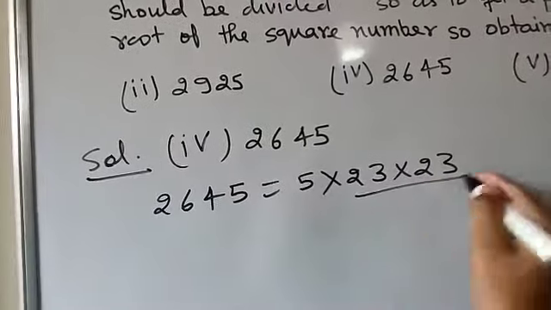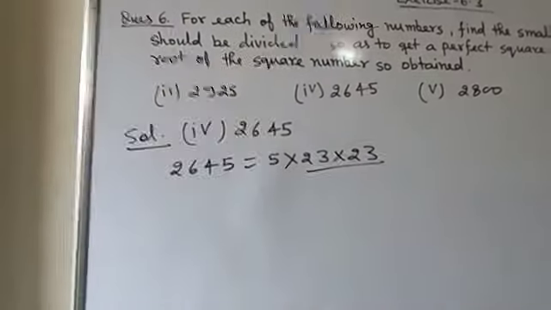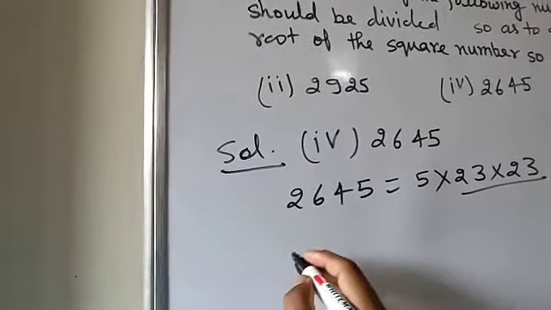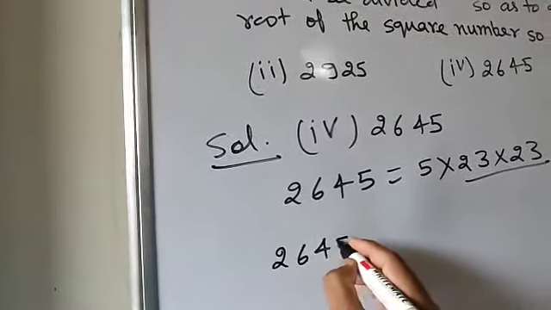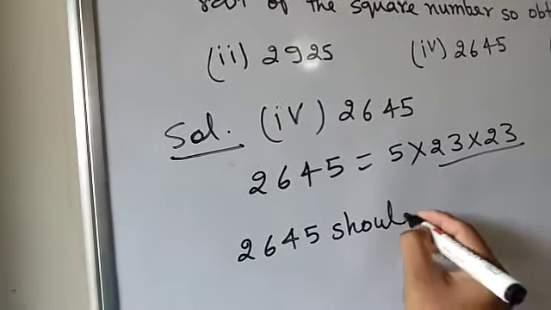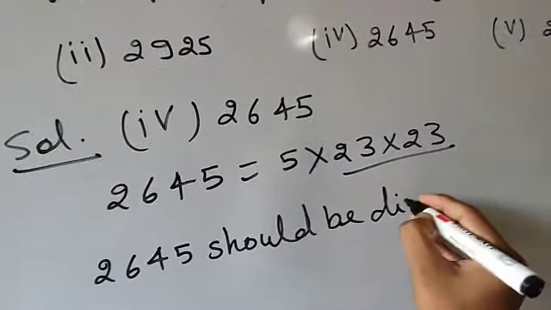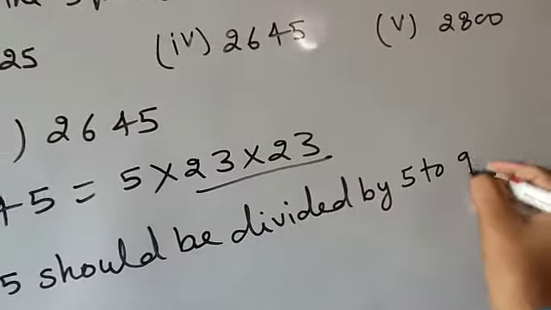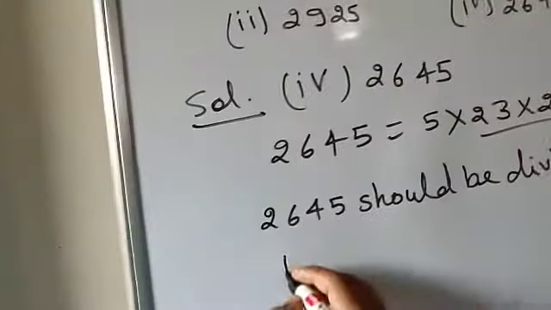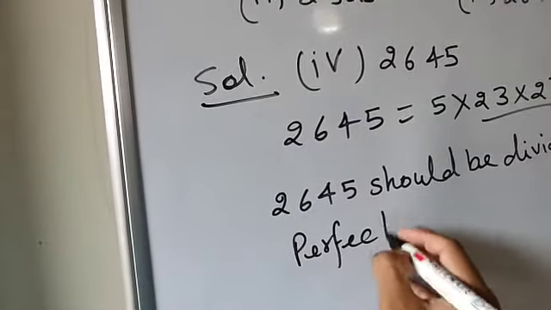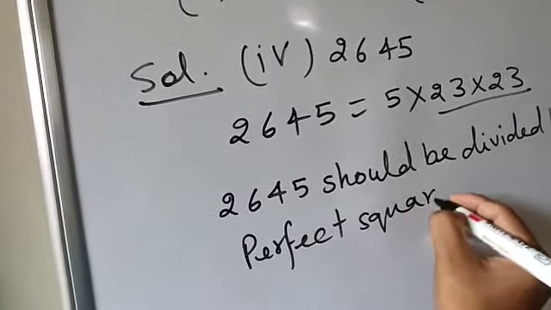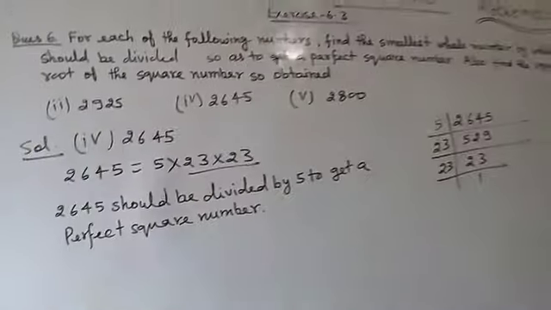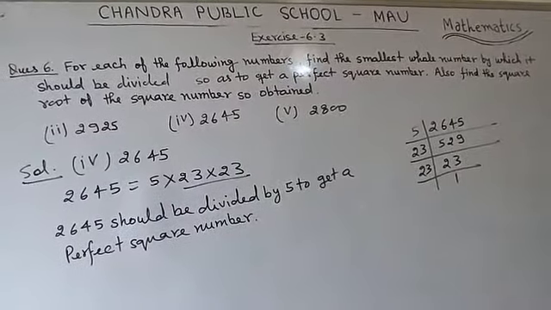So it's done. 23 is in a pair, 5 is unpaired. So by which number should it be divided? It should be divided by 5. So here you will write 2645 should be divided by 5 to get a perfect square number. So it should be divided by 5 to get a perfect square number.